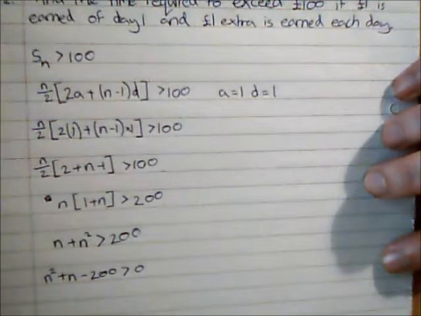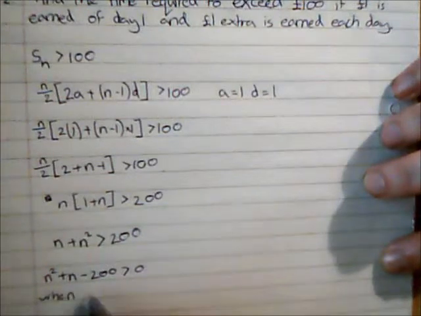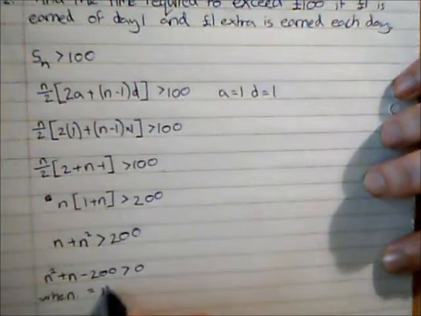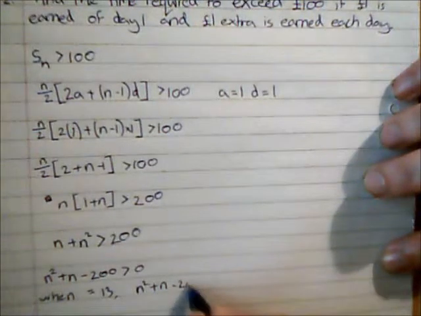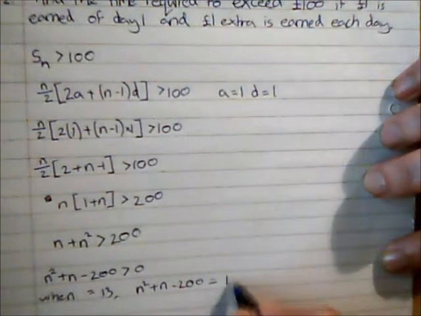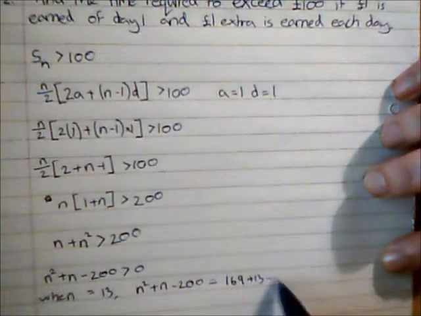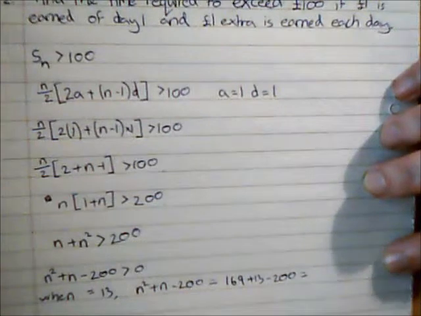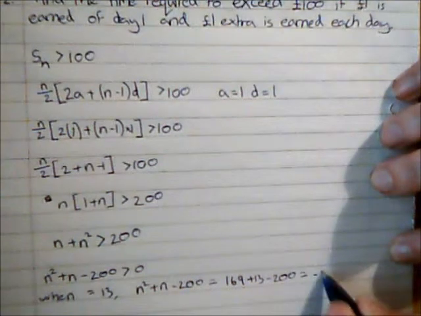So I'm going to start with 13 because I think that's going to be pretty close. So when n equals 13, n squared plus n minus 200 is 169, add 13, subtract 200, which is negative 18.